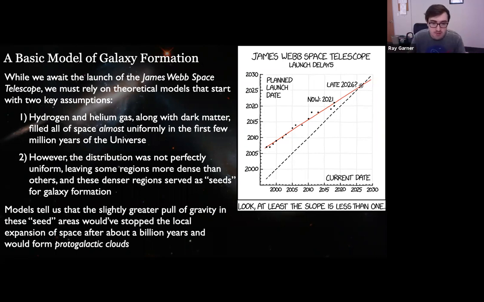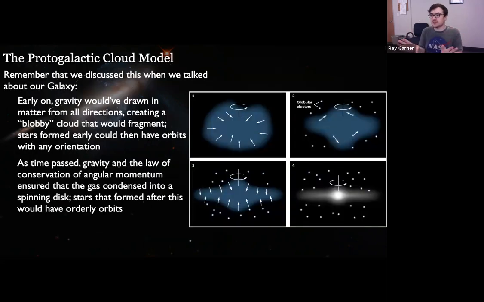So let's take our mind back about 2 weeks and remember that monolithic model, that protogalactic gas cloud model for forming the Milky Way. We've talked about all this before. So we've got just this huge cloud of hydrogen and helium with some dark matter embedded in it. And early on, gravity would have drawn in matter from all directions, creating this sort of blobby cloud that would start to fragment, just like molecular clouds fragment as they're forming stars.